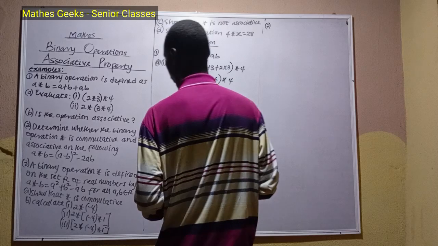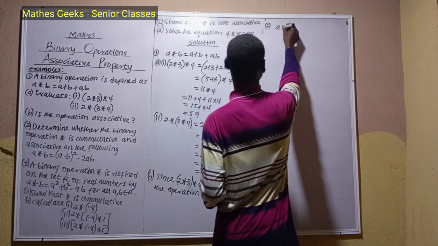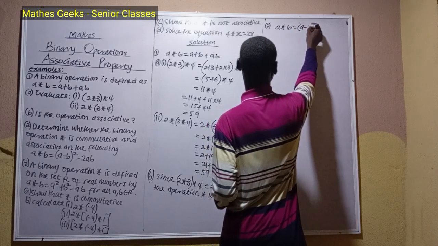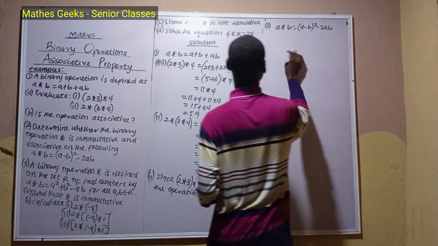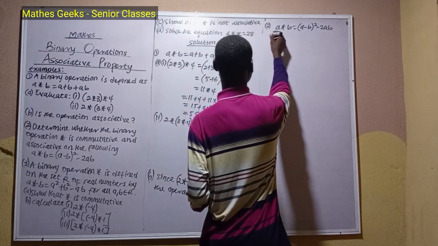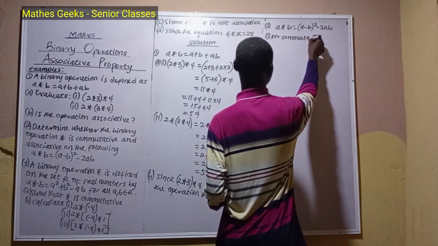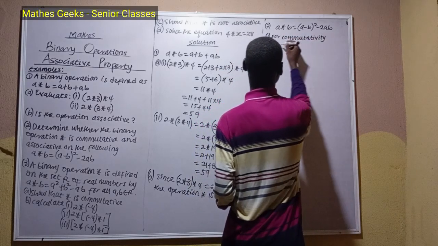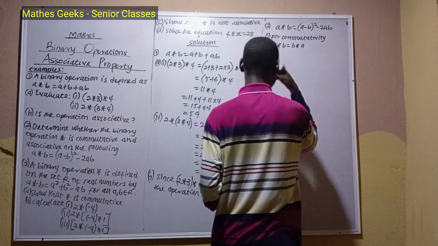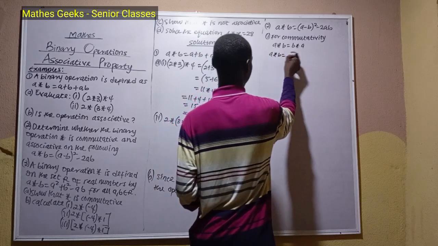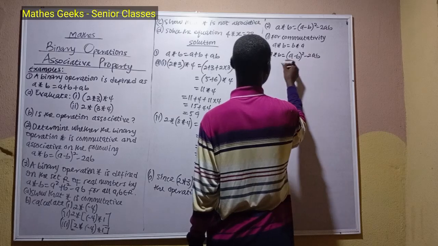So determine whether the binary operation star is commutative and associative on the following. A star B is equal to (A minus B) squared minus 2AB. So for commutativity, A star B should be equal to B star A. A star B is equal to (A minus B) squared minus 2AB.